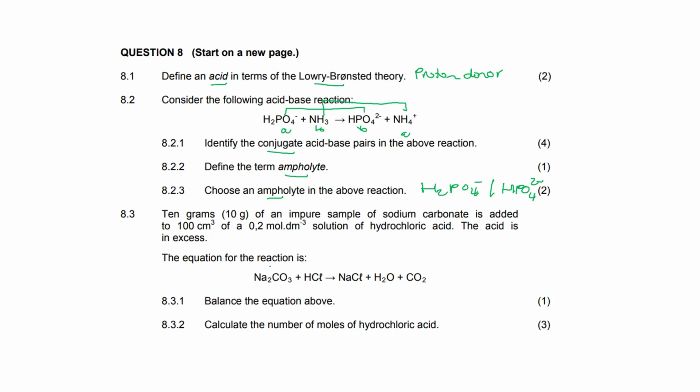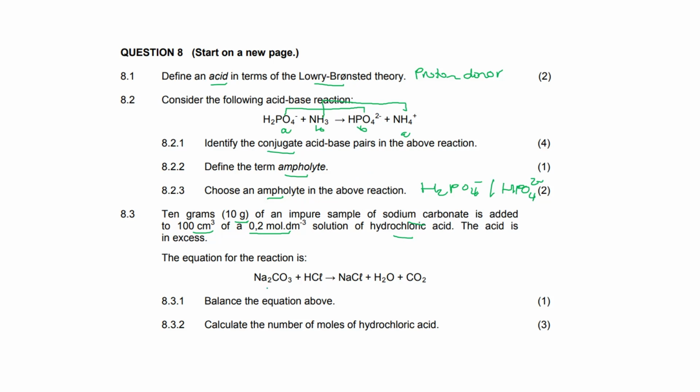8.3. 10 grams of an impure sample of sodium carbonate is added to 100 centimeters cubed of 0.2 moles per decimeter cubed solution of hydrochloric acid. The acid is in excess, and they give us the equation, and they're asking us to balance that equation. So I think it's very easy.